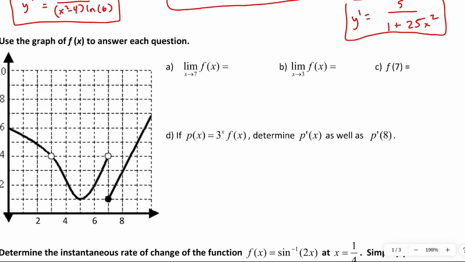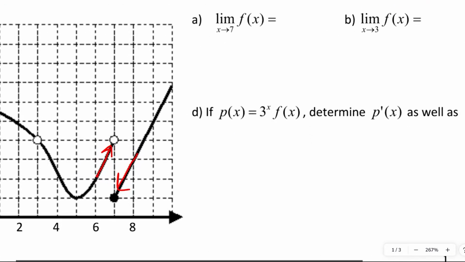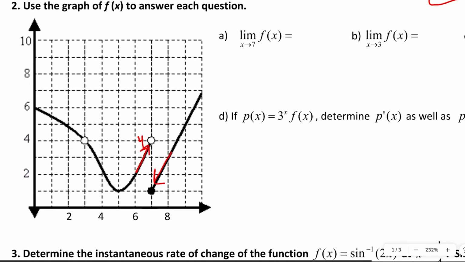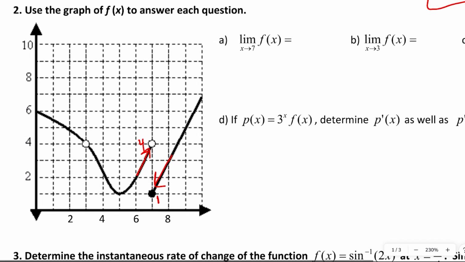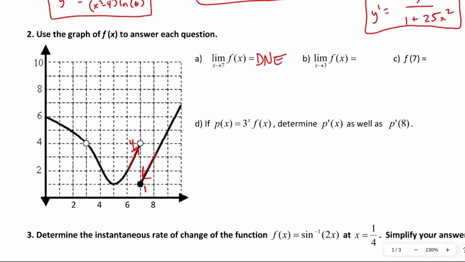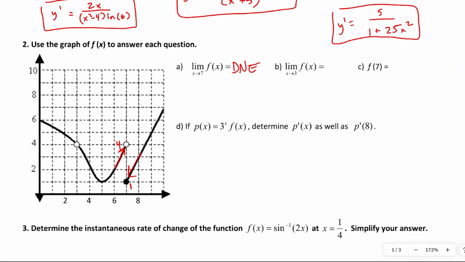So 2a wants us to find the limit as x approaches 7. Now, to evaluate a limit, we need to examine what the value of the function is approaching from the left of 7 and from the right of 7. And as we can see here, the left-hand limit does not equal the right-hand limit. The left-hand limit equals 4, and the right-hand limit equals 1. Since those two things aren't equal, this limit does not exist. The left and right-hand limit must be the same in order for the limit to exist.